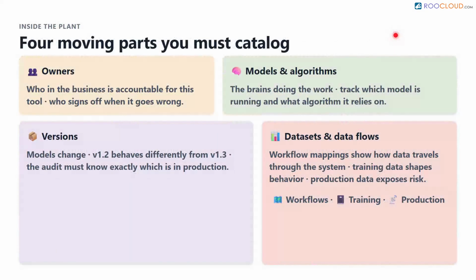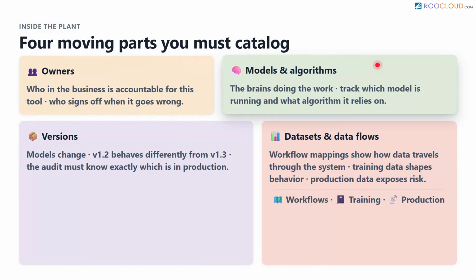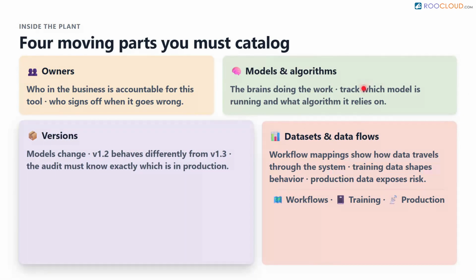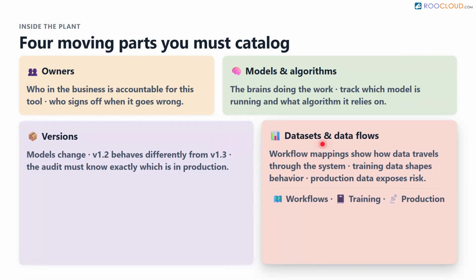Because of this, one single solution might have several different owners across the company, rely on multiple underlying computational models, and exist in many different software versions simultaneously. These solutions have vast requirements. For example, they require detailed workflow mappings, which are visual guides that show exactly how data travels through the system from start to finish. They also contain multiple datasets.